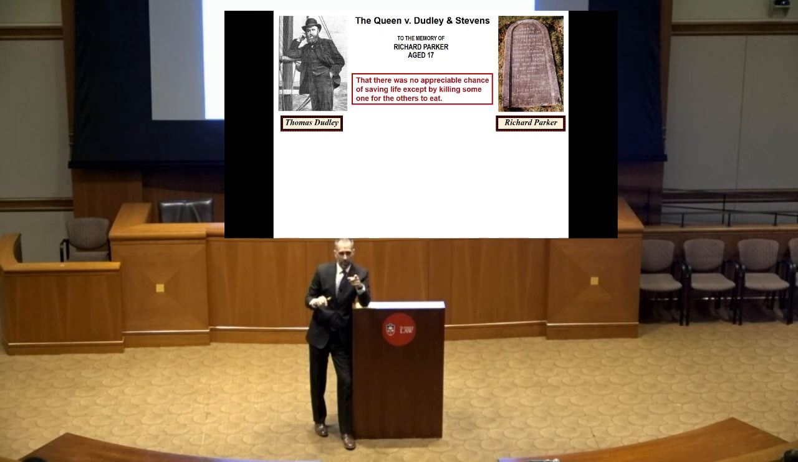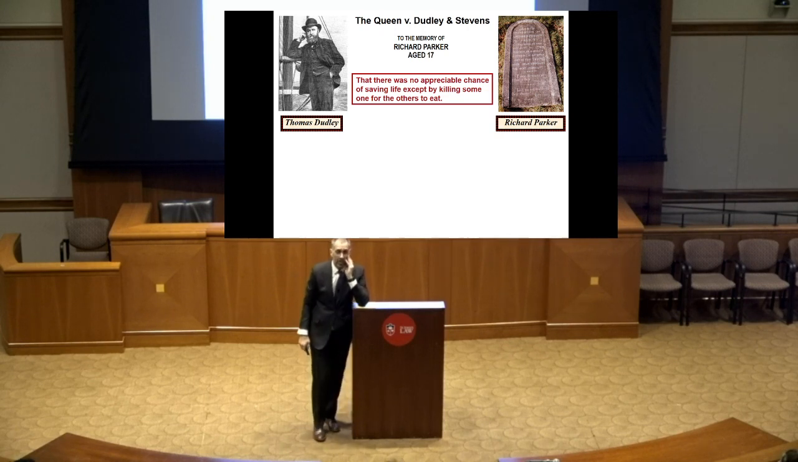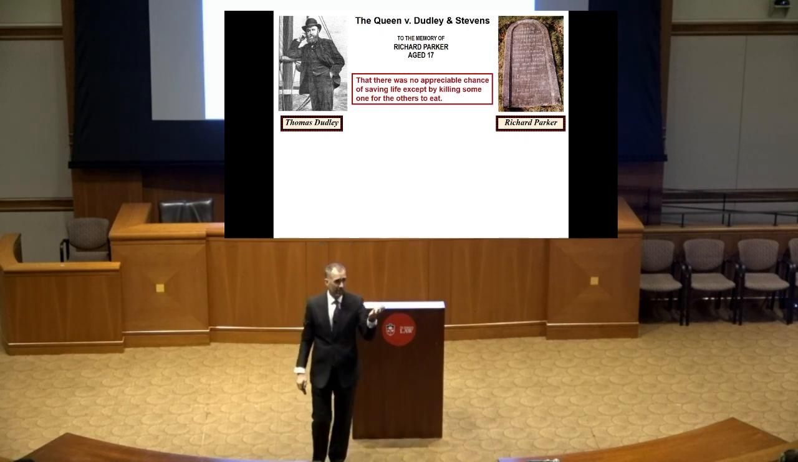So Carolina, Peggy's going to give you a microphone. What do you think should happen to Dudley and Stephens? I think they should be punished. Okay, why? Because they killed someone. Simple as that. They killed someone. That's actually not a bad answer.